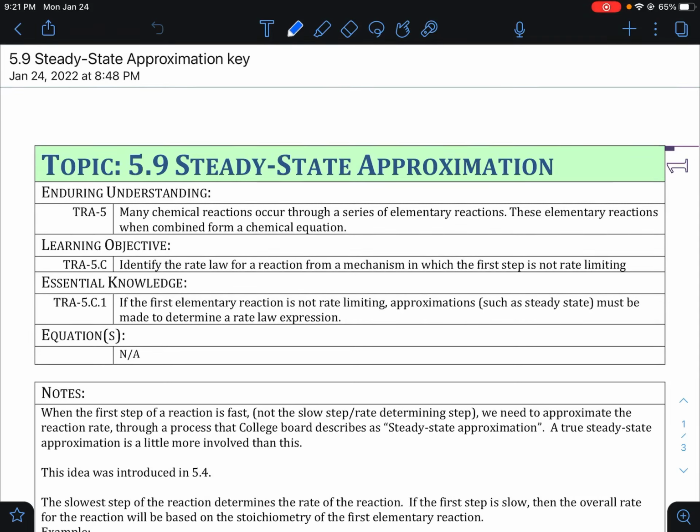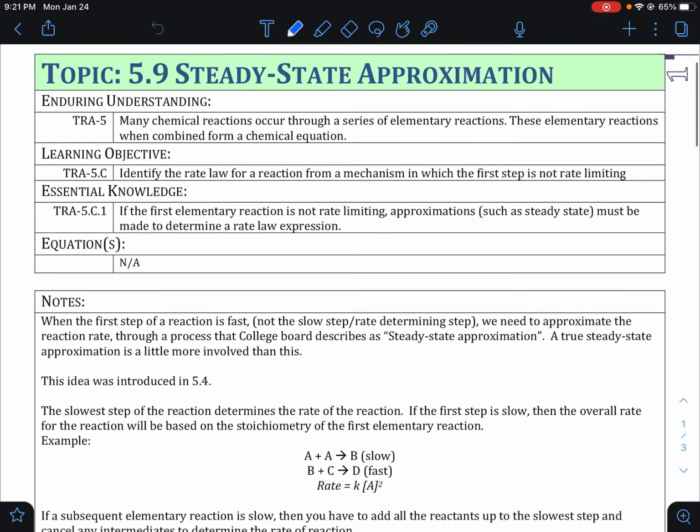Right, this is the answer key video for the topic 5.9 practice problems on steady state approximation. This ties really nicely with 5.8 on reaction mechanisms and the connection to the rate law. The difference between 5.8 and 5.9 is where the slow step is.